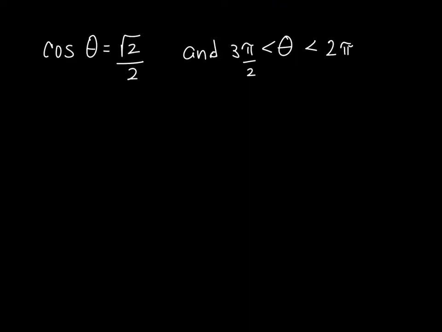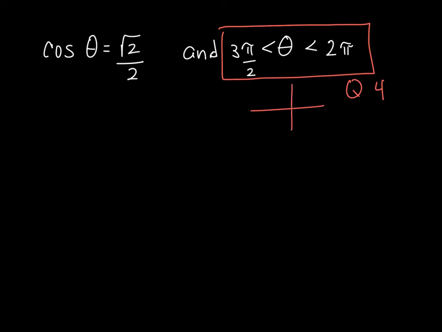All right, so let's look at another one. This is the cosine of theta is equal to the square root of 2 over 2. This piece of information tells us that theta is between 3 pi over 2 and 2 pi, which means this is in quadrant 4. So our mnemonic, again, is All Students Take Calculus. So cosine is definitely positive here. That means in the fourth quadrant is where I'm going to be drawing my angle.